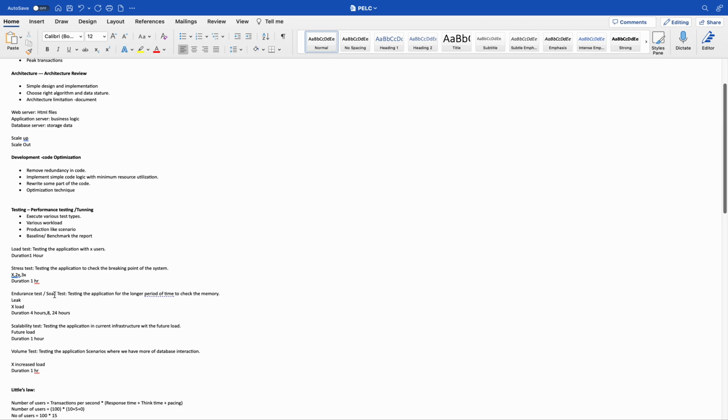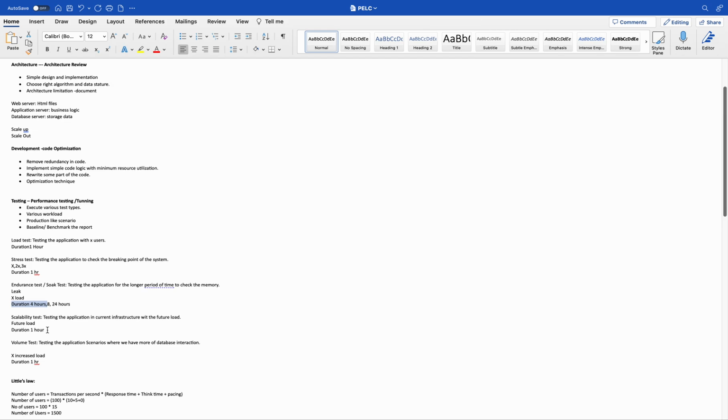Endurance test is also called a soak test. Testing the application for a longer period of time to check for memory leaks. For example, we are testing our application with 100 users load for 1 hour. So I will execute the same user load for 12 hours or 24 hours. Nowadays in industry we are not executing these tests for 24 hours. We execute for a maximum of 4 hours or 8 hours to check how all the KPIs behave during the endurance stage, and if the application is able to sustain the load for a longer period of time.